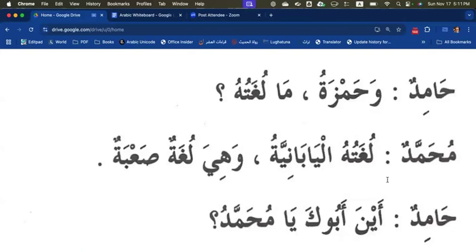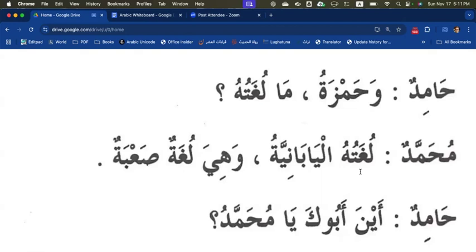Does that make sense? So لغته اليابانية. His language is al-Yabaniya. So it's sort of like nisba, but that's also how you say the language, Japanese. Siniya, Chinese, right? Almaniya, German, right? Urdiya, Urdu.